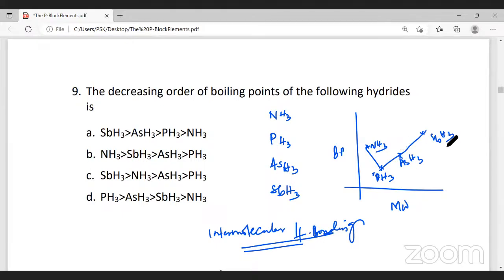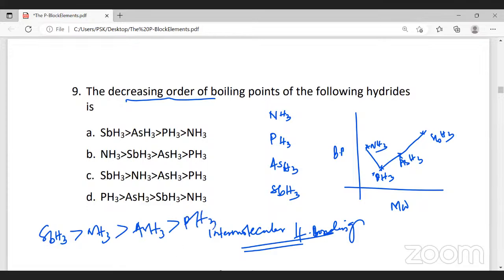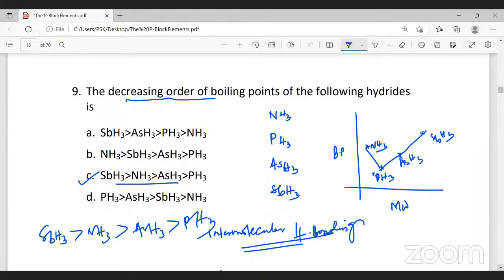I've written it like this. So it means the highest is SbH3, second is ammonia, third is AsH3, and the fourth is PH3, because they're asking decreasing order. So SbH3 is the highest, which is greater than ammonia, which is greater than AsH3, and that is greater than PH3. Hence, the answer for this question is option C. So only ammonia forms intermolecular hydrogen bonding. It is an abnormal behavior.